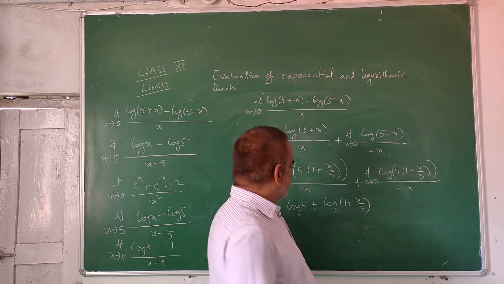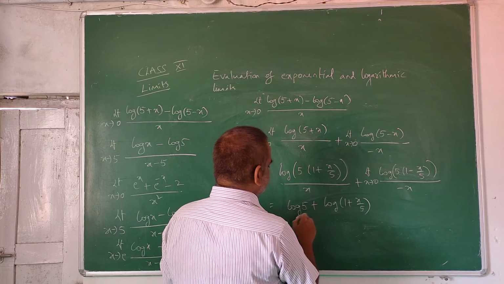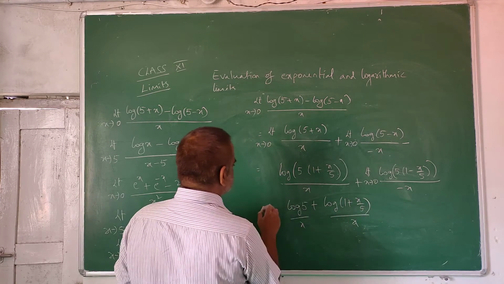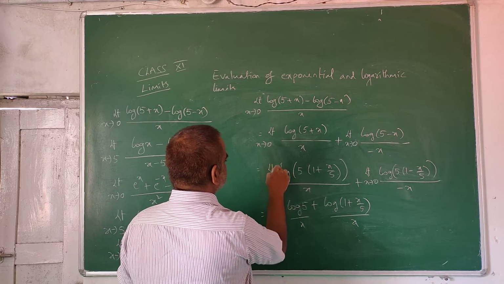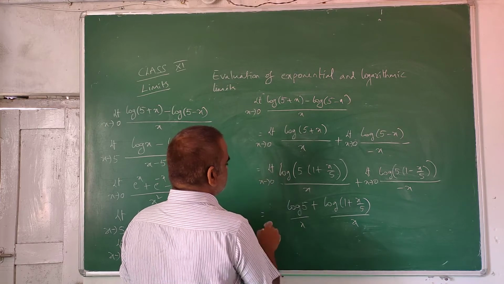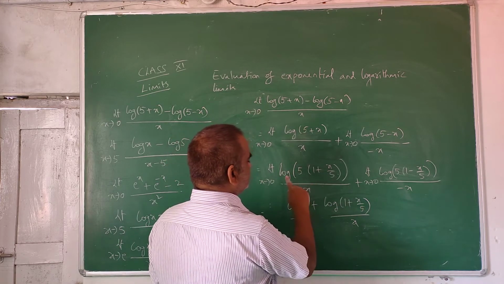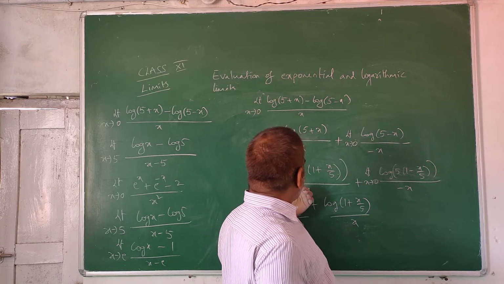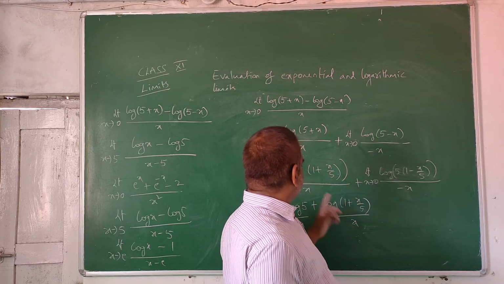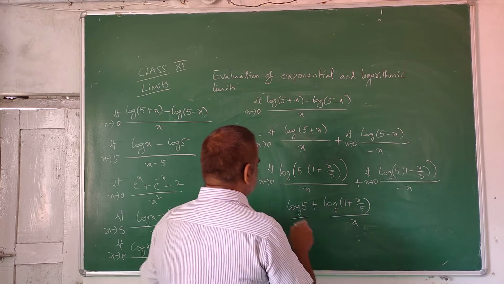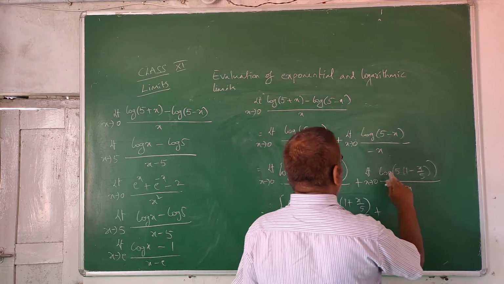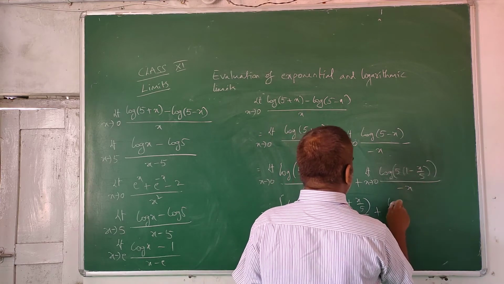Are you following? Divided by x, as limit x tends to 0. Are you following? So log m into n is equal to log m plus log n. So I took log 5 plus log of this, by x also I separated. So now here, plus again log m into n, log m plus log n.